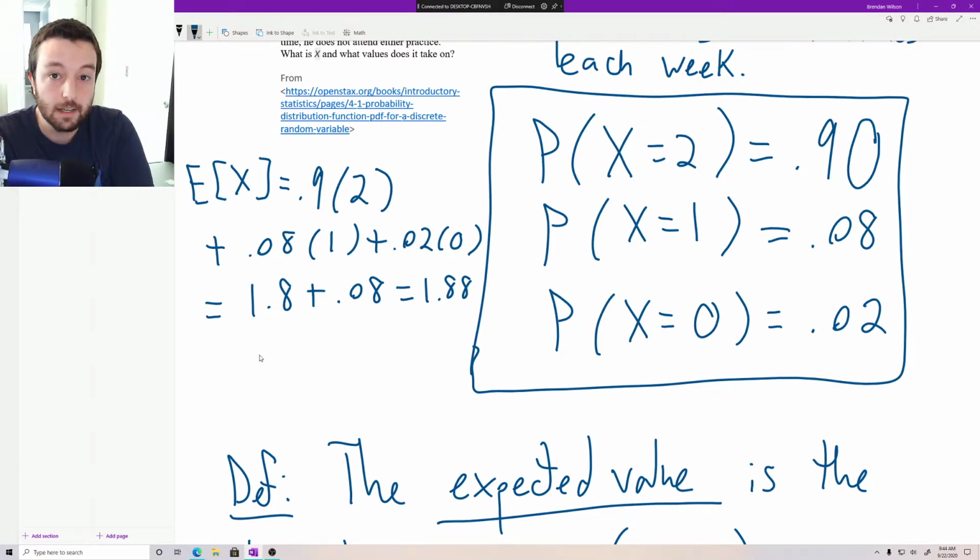So what does this tell us in this context? This means over a long period of time, on average, Jeremiah will attend 1.88 practices per week. Now, obviously, this doesn't make sense in the short term because you can't attend a decimal number of practices. So this is just giving us a long-term average. If we look at all the practices he attends in the long term, assuming these probabilities are true, this is what it would come out to. Which makes sense because there's the greatest chance that he attends both of them, so it should be pretty close to 2.